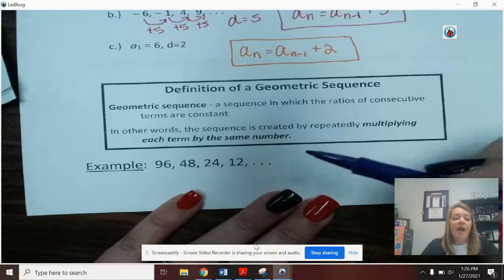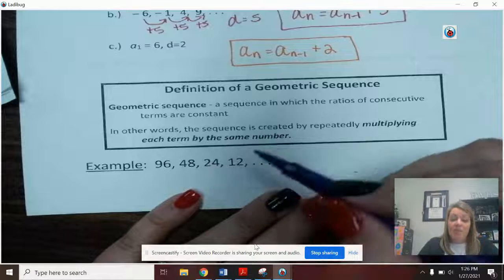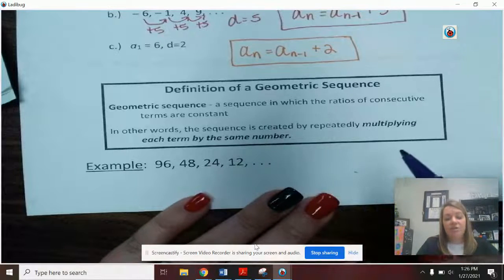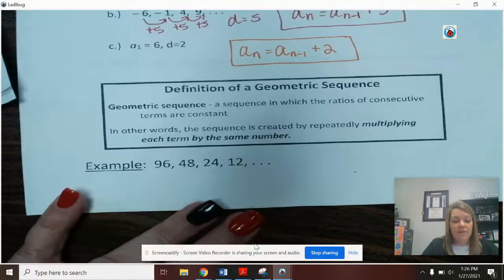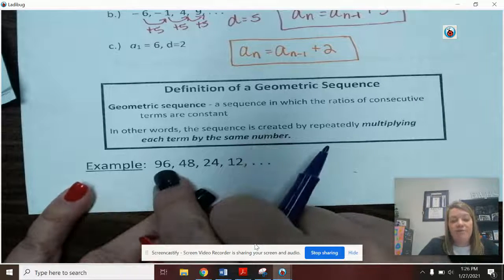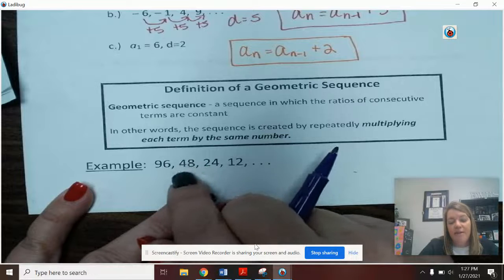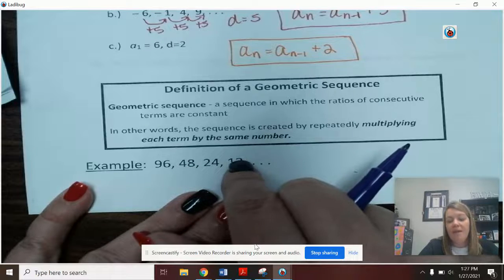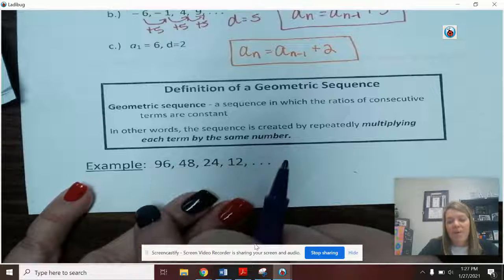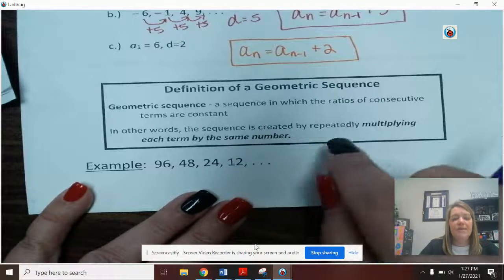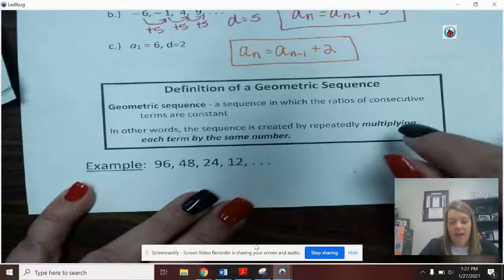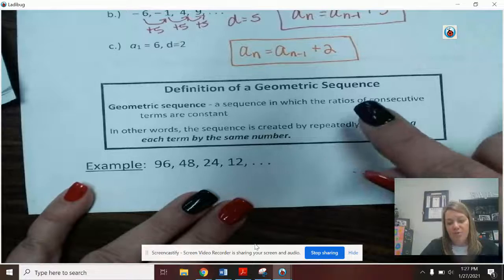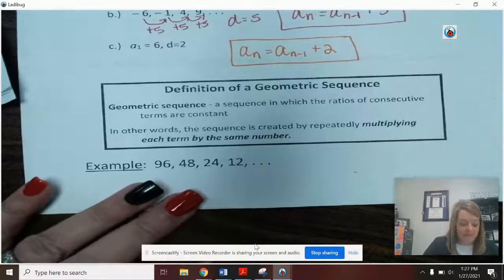So I have a geometric sequence here, 96, 48, 24, 12, and I'm going to see if it's geometric. And this one is, so you ask yourself, how do I get from 96 to 48? How do I get from 48 to 24? How do I get from 24 to 12? And you're dividing by 2 every time. But we don't want to do dividing by 2 because we need to know what the multiplier is, not the divider. So the multiplier here, instead of dividing by 2, we're going to say that we're multiplying by 1/2.